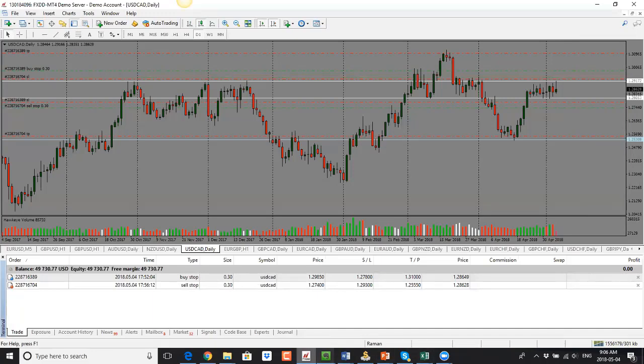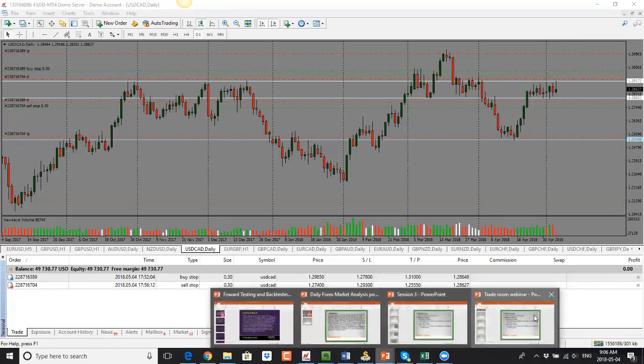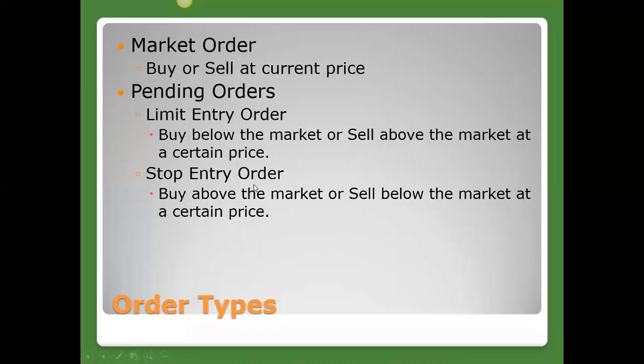But I hope that clarifies how to place these orders, what the different types of pending orders are, and the difference between market versus pending orders. Any questions?